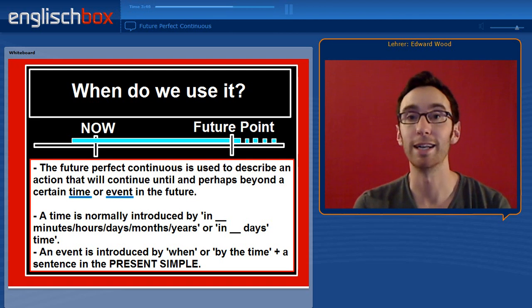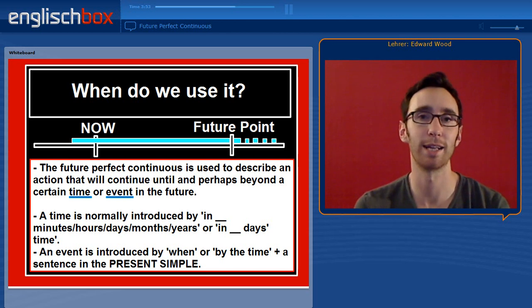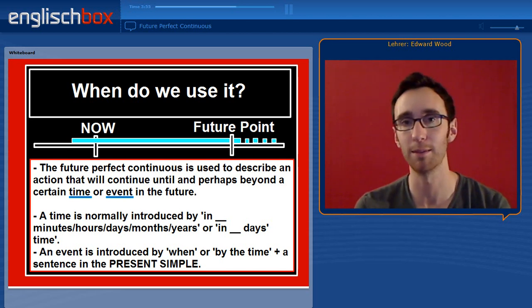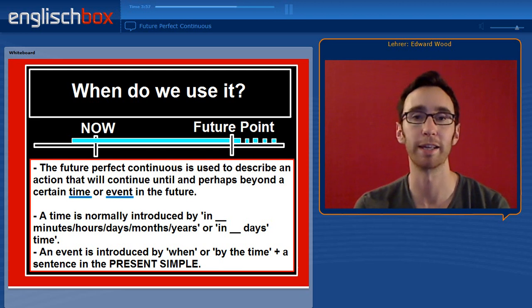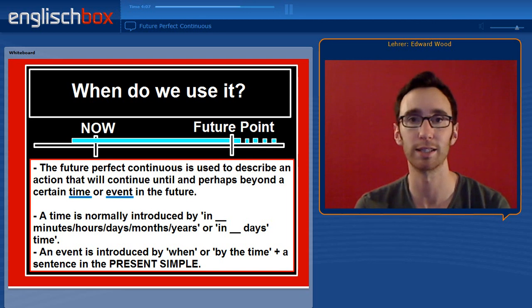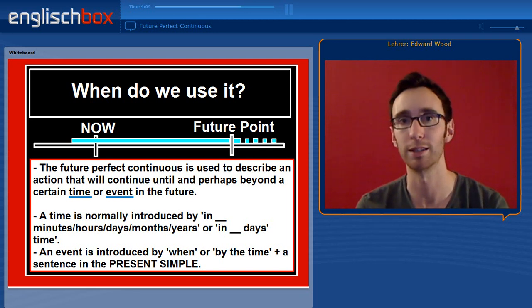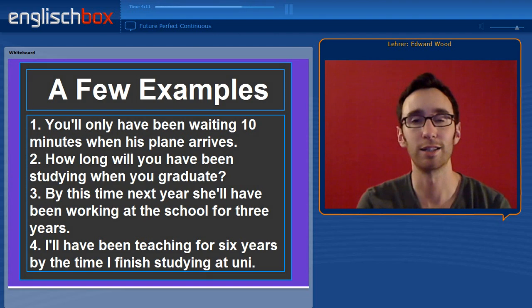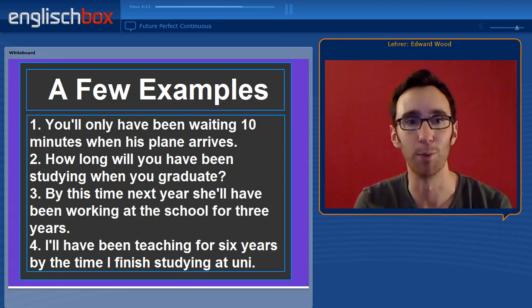When we introduce an event, we can use when or by the time, plus a sentence in the present simple. So if we think back to the first example, when I graduate, present simple, I will have been living in Berlin for 16 months, the future perfect continuous. Let's look at a few more examples.